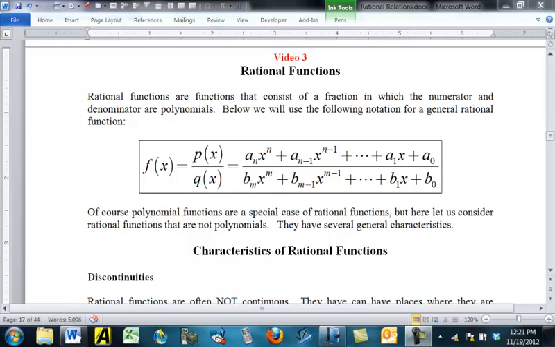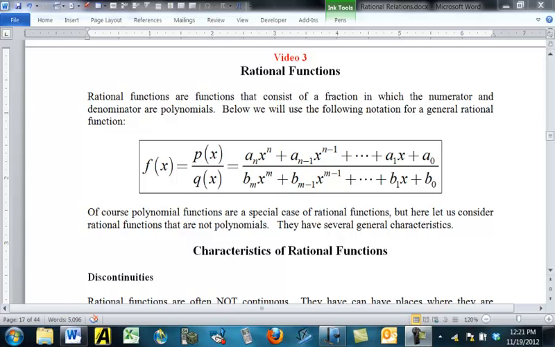So rational functions are just y equals a rational expression. In other words, it's f of x equals p of x over q of x, where p and q are both polynomial functions. So that can be written as a sub n x to the n plus a sub n minus 1 x to the n minus 1 all the way down to a1x plus a sub 0 over b sub m x to the m plus b sub m minus 1 x to the m minus 1, and so forth, all the way down to b1x and b0.